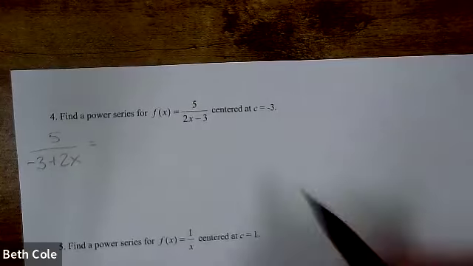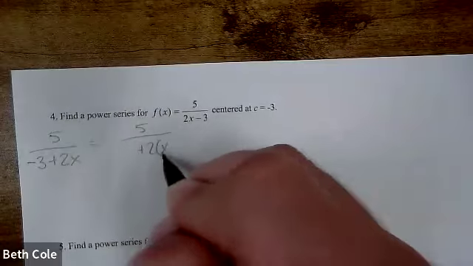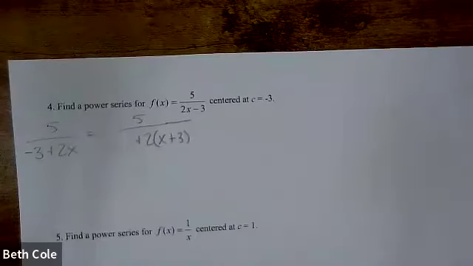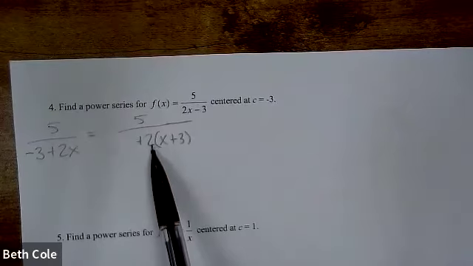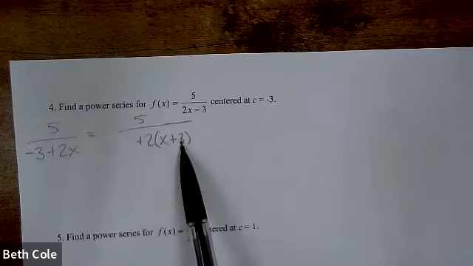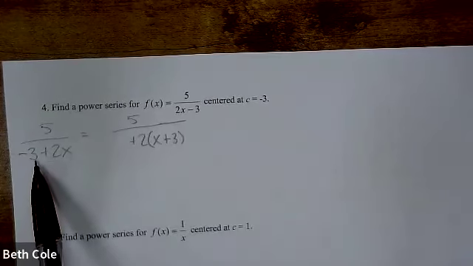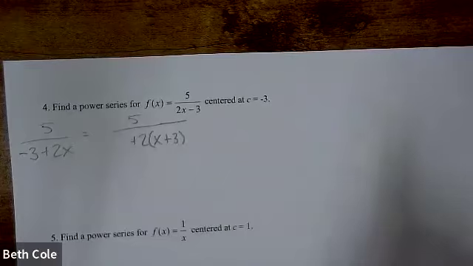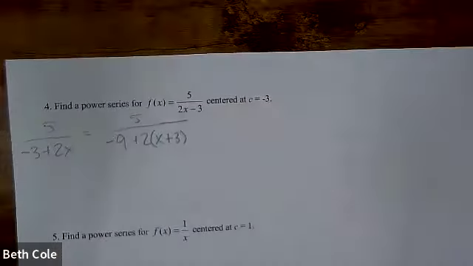We want it centered at negative 3. So in the parentheses, I would need x plus 3. Good. And I left a little blank there because we're going to need to figure out what number goes there, again, so that we don't change it. If you distribute this 2, you're going to get 2x plus 6. But I need it to still be a negative 3. So what would go there? Negative 9. Good.